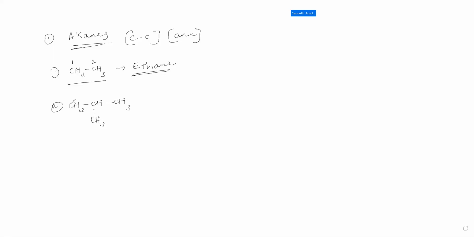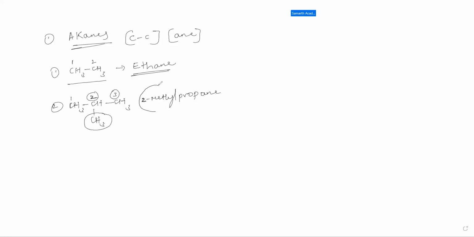Coming to this compound, we have to select the longest carbon chain. This is the longest carbon chain, 1, 2, 3, and this comes under substituent group, so it comes under prefix. What is the prefix for CH3? It is methyl. That methyl is present at which carbon? Second carbon, so that is 2-methyl. Root word: the number of carbon atoms is 3, so prop, and carbon-carbon single bond, so the suffix is -ane. So the compound name is 2-methylpropane.